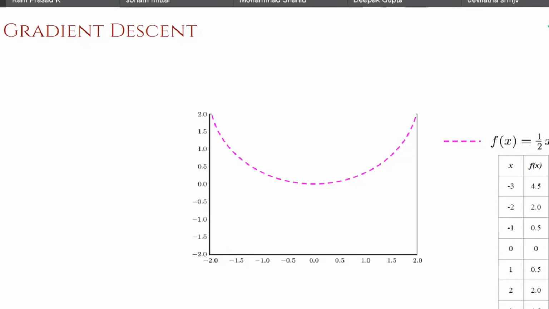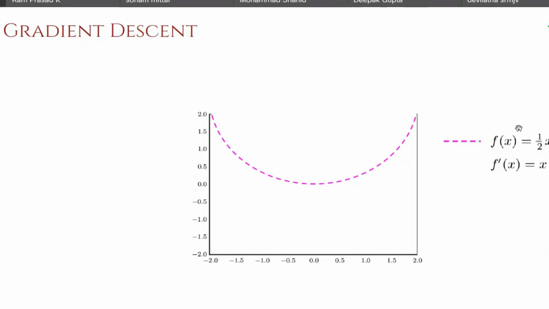Then we ask, is there any mathematical way to find for what value of x this function attains the minimum value? The mathematical procedure is to take the first derivative of this function. So take f prime of x. That will evaluate to x, because it is half times 2x, so the 2 and 2 will cancel out.